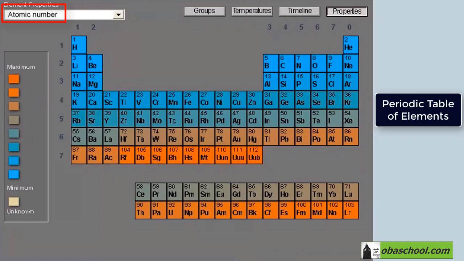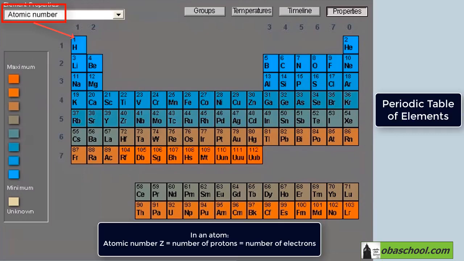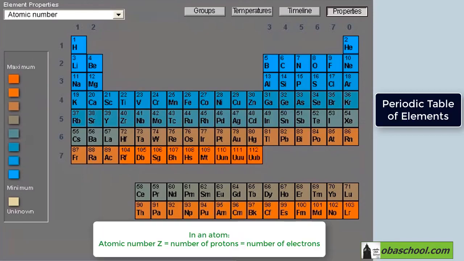The number that you see above each symbol of the chemical elements is what we call the atomic number Z. The atomic number is equal to the number of protons found in the nucleus of the atom. It's also equal to the number of electrons that orbit around the nucleus of the atom. Since an atom is electrically neutral, the number of protons is equal to the number of electrons, which is equal to the atomic number Z.